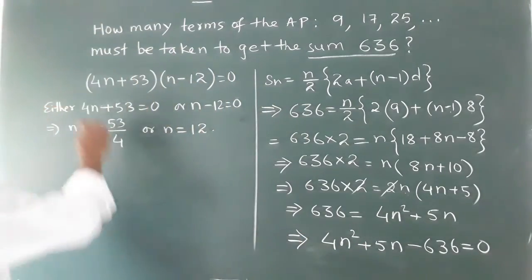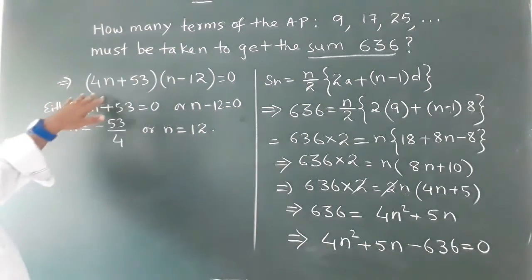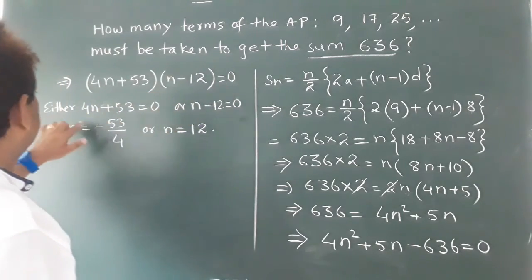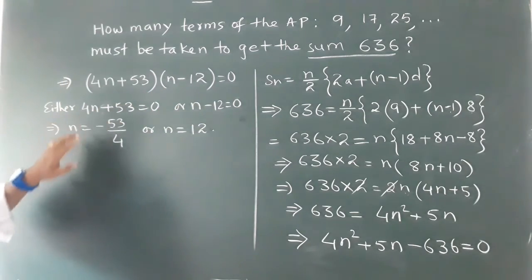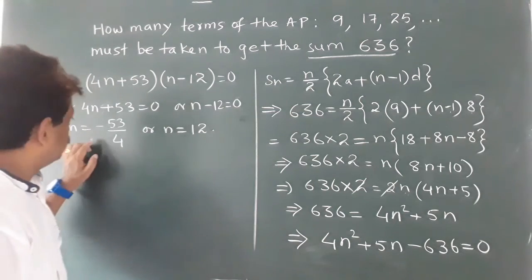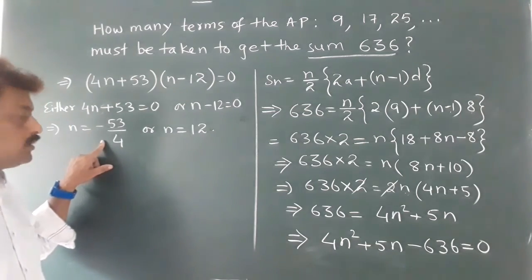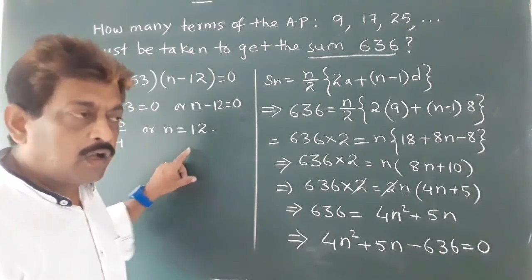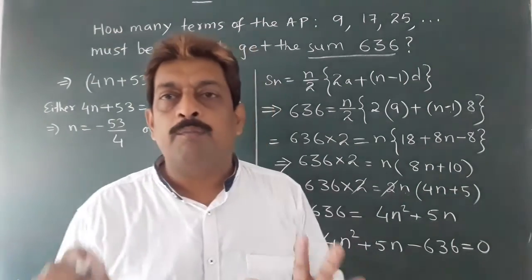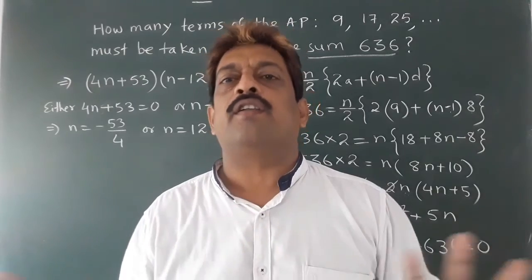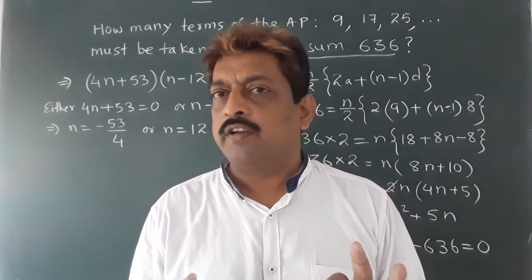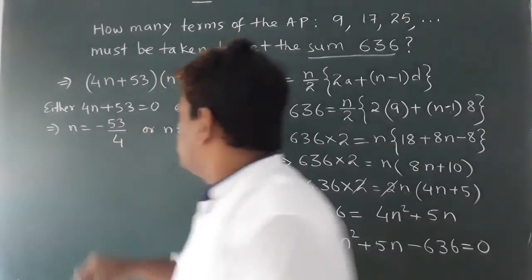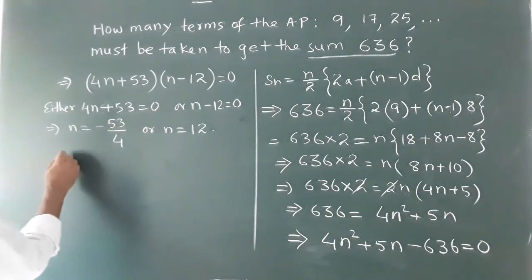By factorization, I have got two factors, 4n plus 53 and n minus 12 equal to 0. So from there, I have got two values of n. One is minus 53 by 4 and the other value of n is 12. Now we all know the number of terms of an AP cannot be a fraction or negative. So here we cannot take this value. So this will be rejected.